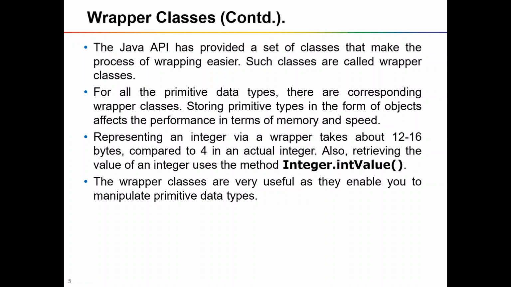Moreover, whenever you store a primitive type as an object type, it always requires more memory. For example, if you create an integer as a variable, you need 4 bytes, but if you create it as an object type, you need 12 to 16 bytes of memory for storing an Integer object. And for retrieving a primitive value from an object type, you can use the intValue method. If it is a float type, you can use floatValue.